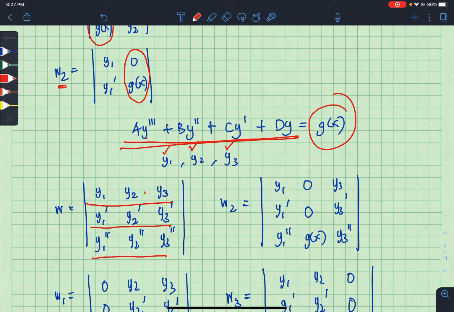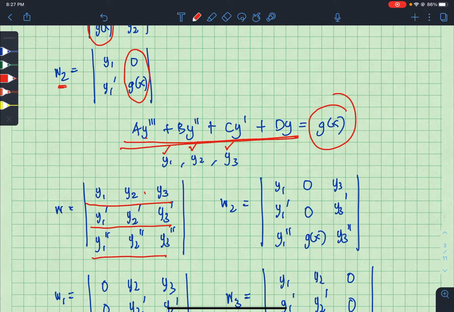So since this is a 3 by 3, the method on how to find the determinant or the Wronskian will be different from a 2 by 2, just like what we did in the intro. So for higher order differential equations, in determining the linear dependency and independency of the solution sets of a given higher order differential equation.